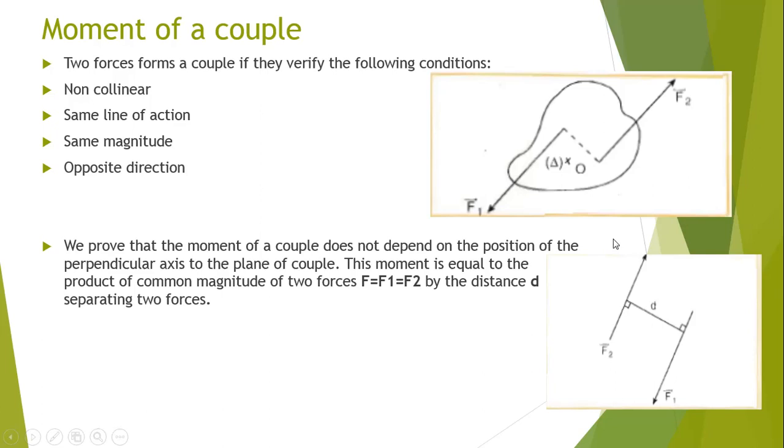And in this case, the moment of the couple does not depend on the position of the perpendicular axis to the plane of the couple, or does not depend on the axis of rotation, the position of the axis of rotation delta. So the moment of a couple has certain conditions: the forces should be non-collinear, same line of action, same magnitude, and opposite direction.